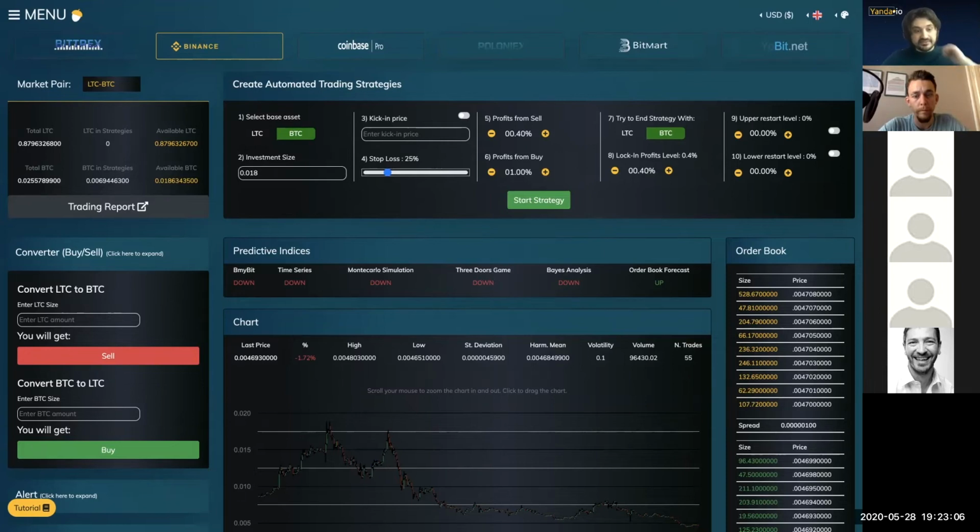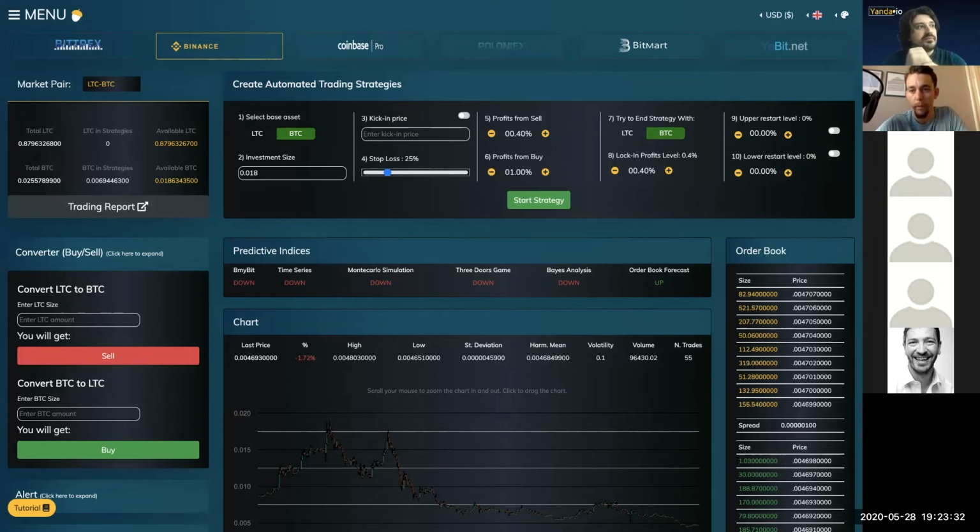So I don't know, Chris, if I explained myself properly, maybe there are questions. So we haven't got any questions on the upper and lower restart level at the moment. If you do, again, just stick them in the comments. But we do have a couple of questions. One from Daniel: how does it deal with the fees? You can lose if the fees are above the profit.